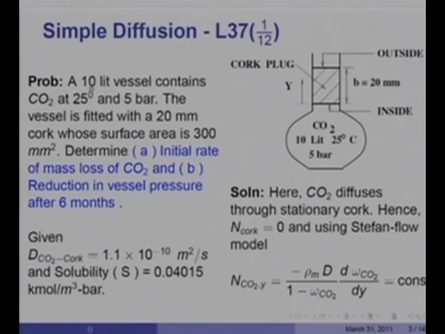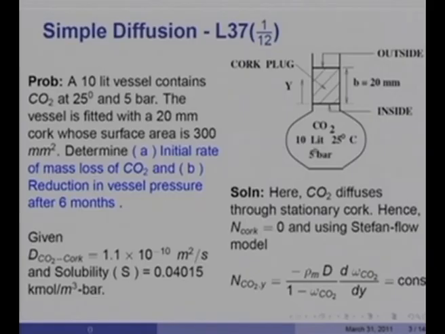First problem: a 10-liter vessel contains carbon dioxide at 25 degrees C and 5 bar, as I have shown here. The vessel is fitted with a 20 millimeter thick cork, whose surface area is 300 millimeter square. The height of the cork is 20 millimeters. Determine the initial rate of mass loss of CO2 through the cork.